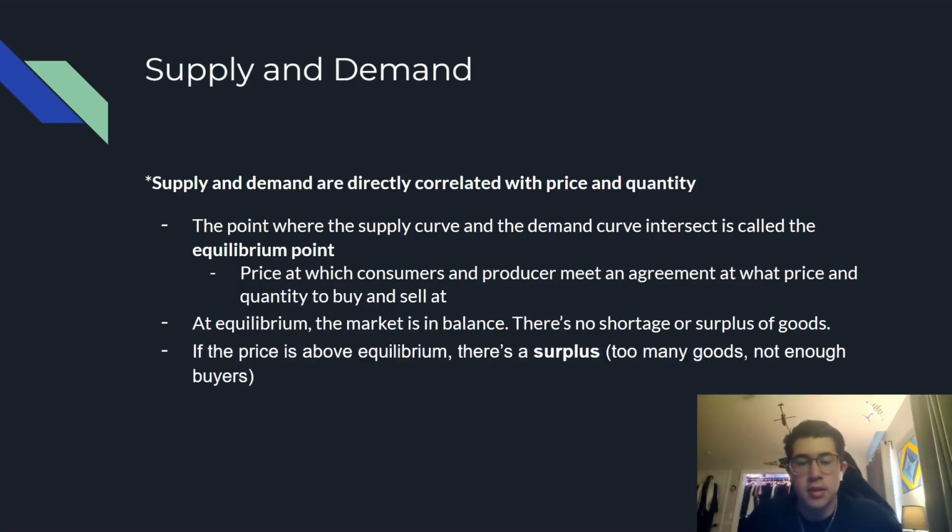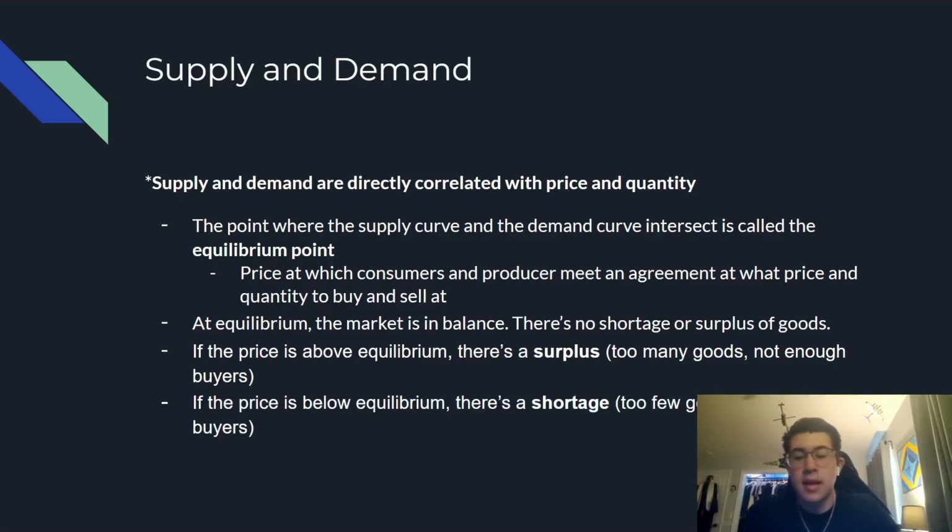But if the price is above equilibrium, that means there's a surplus, which means there's too many goods and not enough buyers. Or in other words, supply is greater than demand, right? Suppliers want to supply more because they can get more money, but the buyers don't want to buy it because it's too expensive. Now, if the price is below equilibrium, there's a shortage, which means there's too few goods for too many buyers. Or in other words, demand is greater than supply, which means the demand for a good is a lot, but the price is not high enough for the suppliers to want to sell it because they're not going to be making enough profit, right?